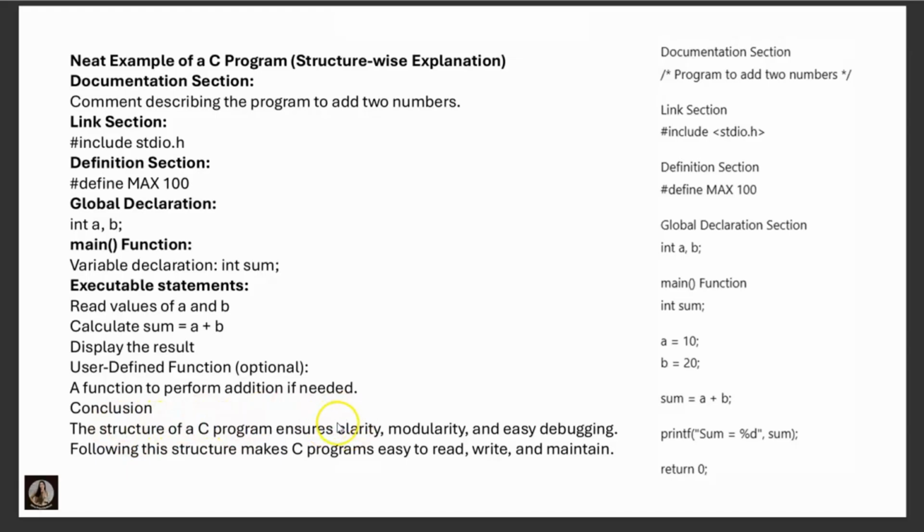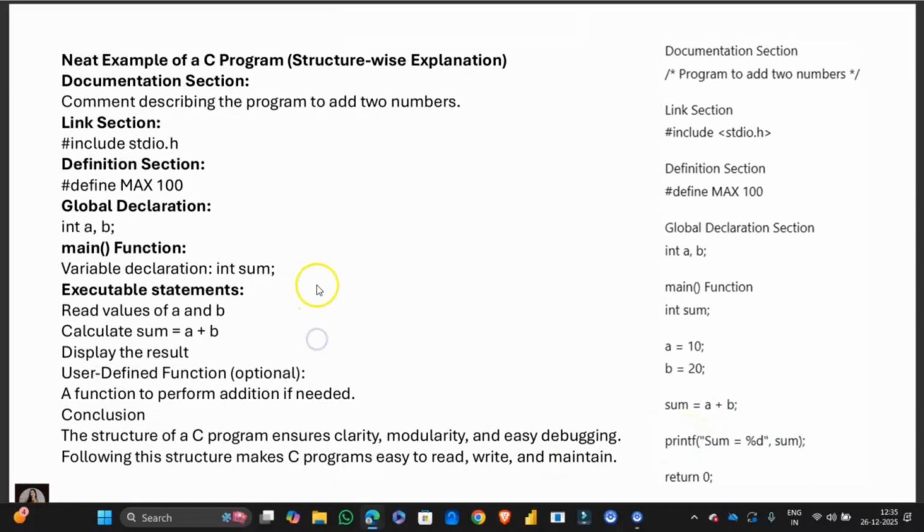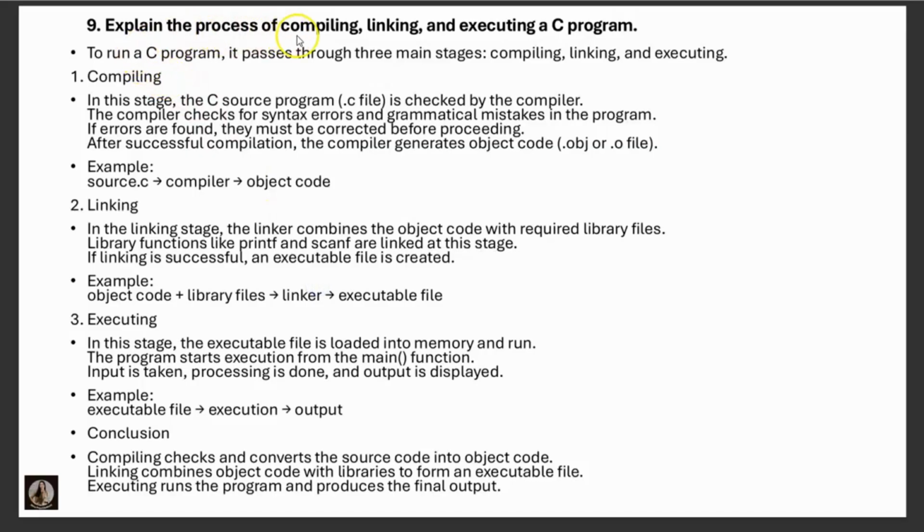The structure of a C program ensures clarity, modularity and easy debugging. Following this structure makes the C program easy to read, write and maintain. If you see this program, you can easily understand that this is a program to add two numbers. Two variables, A and B, I have declared. I have initialized the values to those variables. I have taken one more, that is sum is equal to A plus B, and I will get the result by printf. Clear?